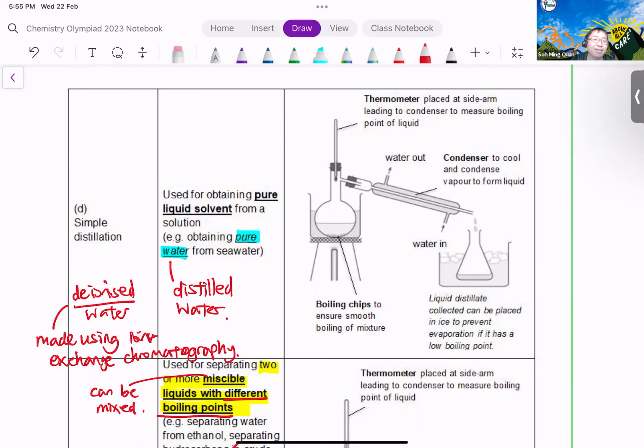Having said that, deionized water and distilled water are actually the same thing. They are pure water without any ions, without any dissolved substances. Both of them are the same thing, it's just that they are made using different methods, hence they are given slightly different names. This was asked last year during, I think, round 2 of the chemistry Olympiad, which I think one of you here took part in.